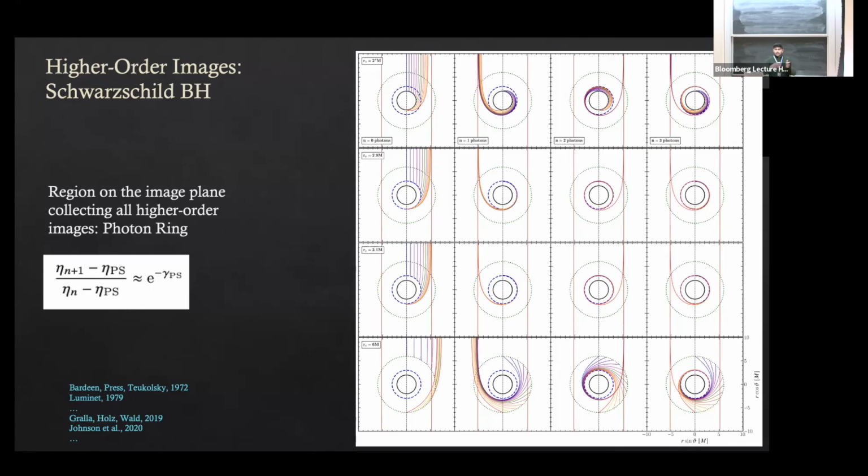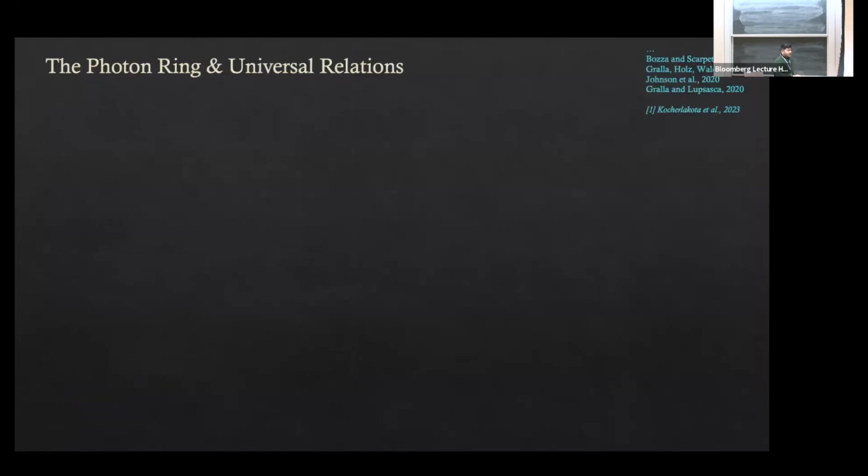Eta ps is the shadow size. This is telling you how close the n plus 1th image appears to the shadow boundary. Similarly for the nth image. So this distance decreases exponentially and is controlled by one parameter in spherically symmetric spacetimes called the Lensing-Lyapunov exponent. There's a single number which is determined purely by the spacetime. So there's this self-similar scaling symmetry.